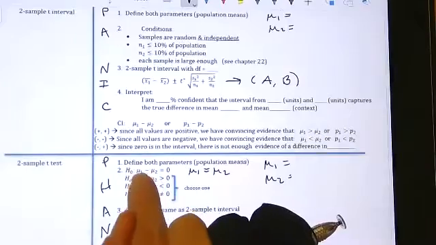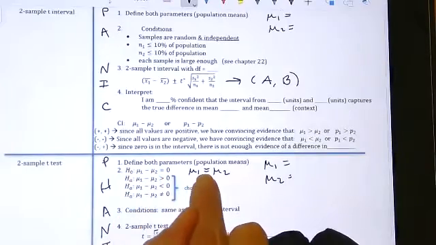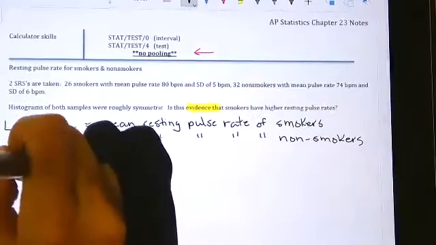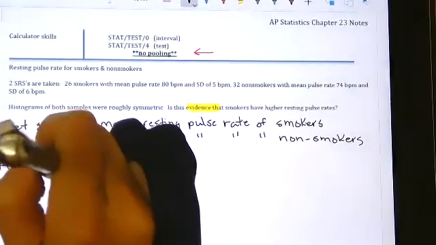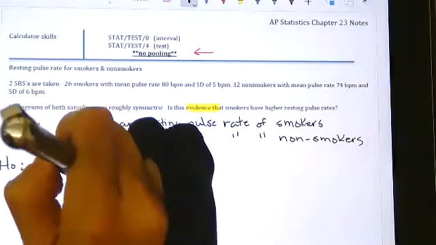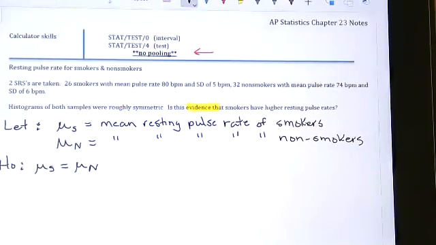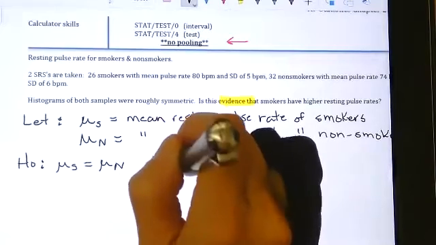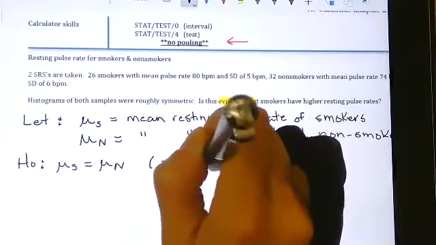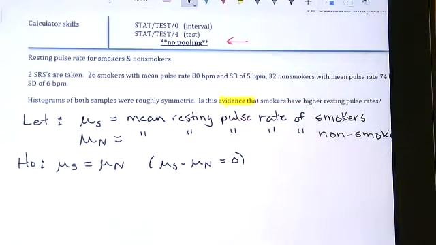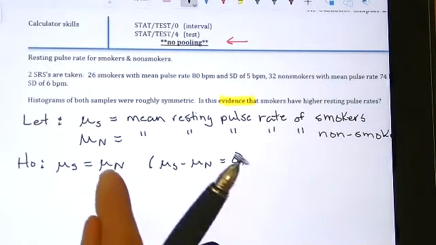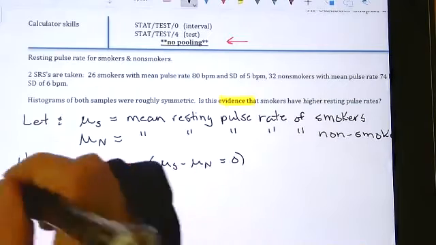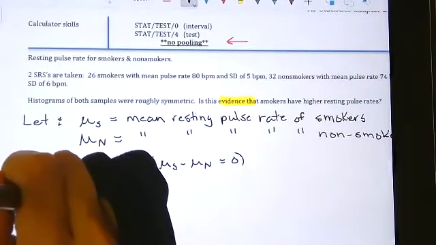So our null hypothesis is going to be that the difference is 0, or that one is equal to the other. It's your choice how to write that. You could write that the resting pulse rate of smokers is equal to the resting pulse rate of non-smokers. If you don't want to write it like that, you can subtract them and say you get 0. That's the same thing. Your choice. One advantage to doing it this way has to do with the alternative.